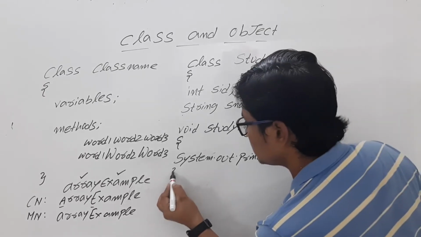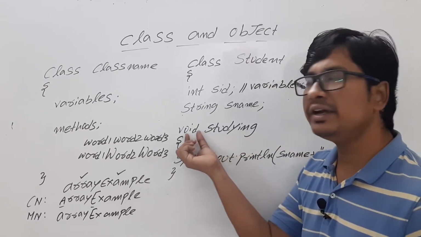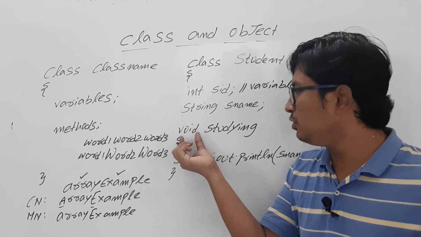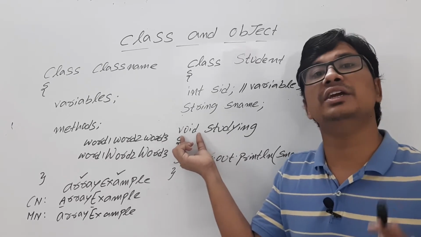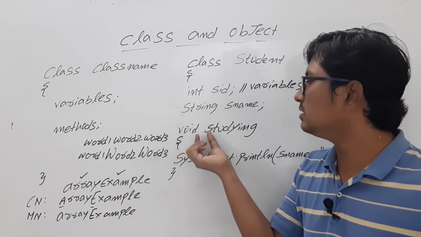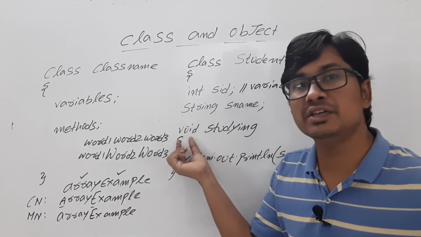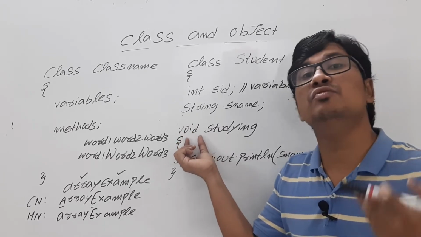Okay, let me close this one. So studying is the method name, and void defines the return type. If you use void, it means that this function or method does not return any value. If you provide the return type as int, the method will return an integer value. If you provide float, then this method returns a float value.